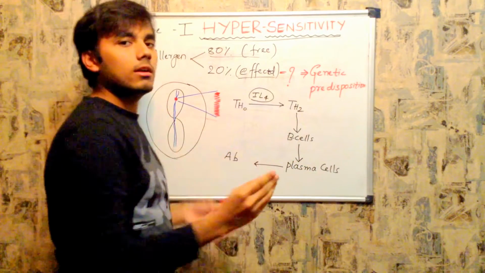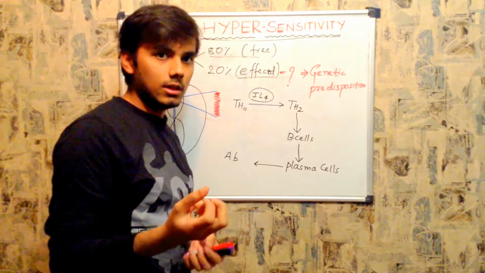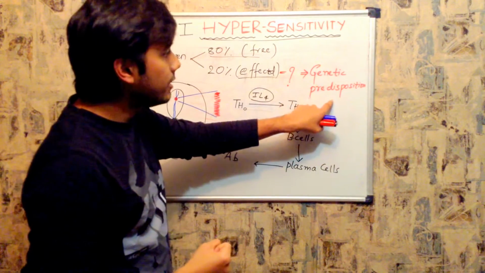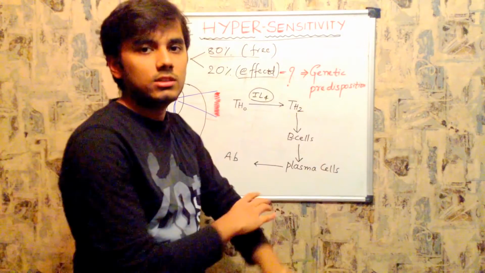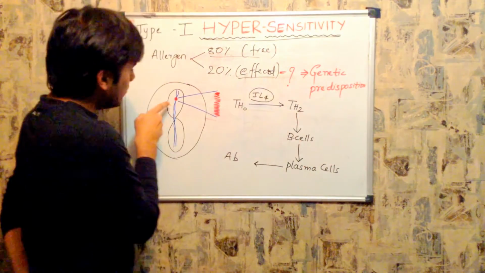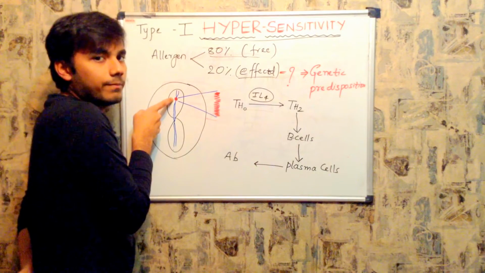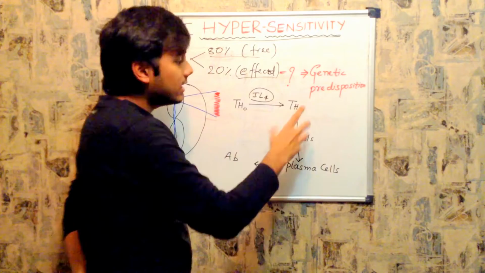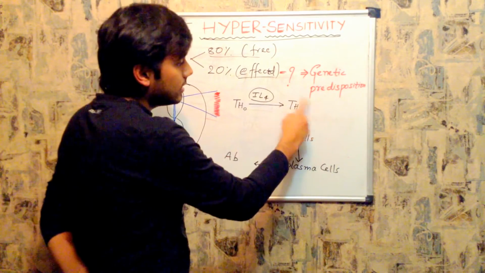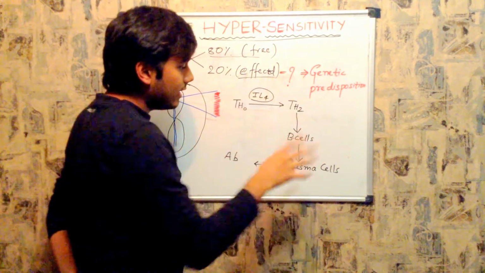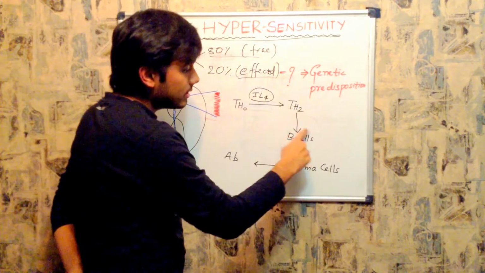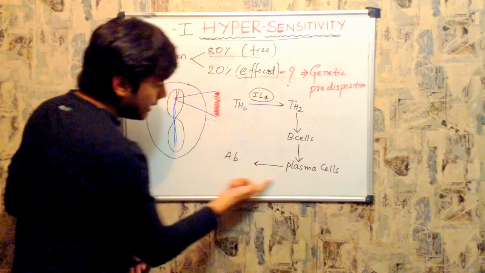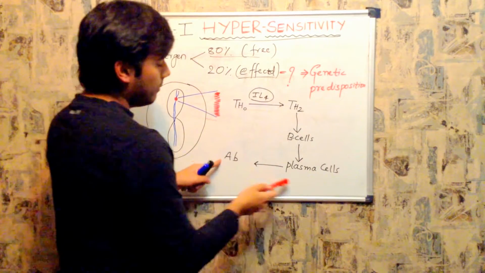This process occurs under normal physiological conditions. But what is meant by genetic predisposition? If there is a mutation in this chromosome at this point, then there is abundant production of T helper 2 cells. When there is abundant production of T helper 2 cells, these cells keep on firing on B cells, so that B cells produce more and more plasma cells. When more plasma cells are produced, they in turn produce more and more antibodies.